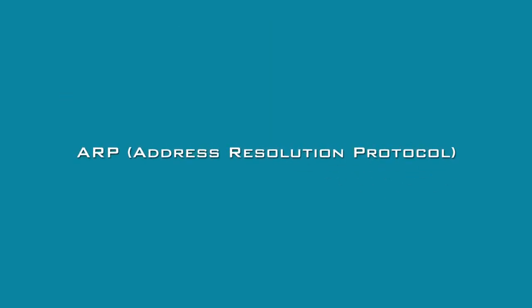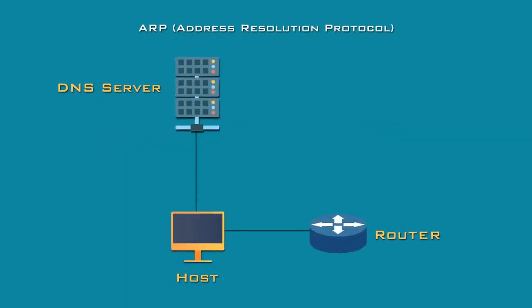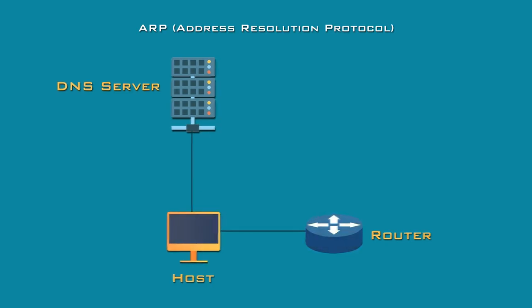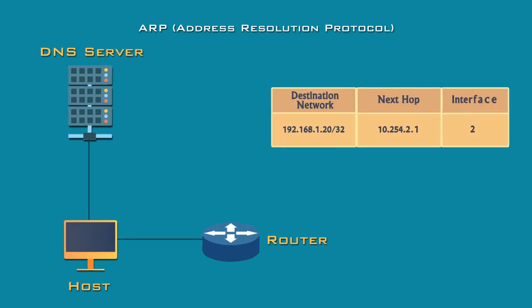ARP, Address Resolution Protocol. Let us consider a host and a router. If we want to send an IP datagram from this host to the router, the host needs to find the IP address of the router. It gets the router's IP address from the DNS server. It asks the DNS server for the IP address of the given URL. In return, the DNS server sends back the IP address to the host. If the router wants to send an IP datagram to the host, the router gets the IP address of the host from its routing table.